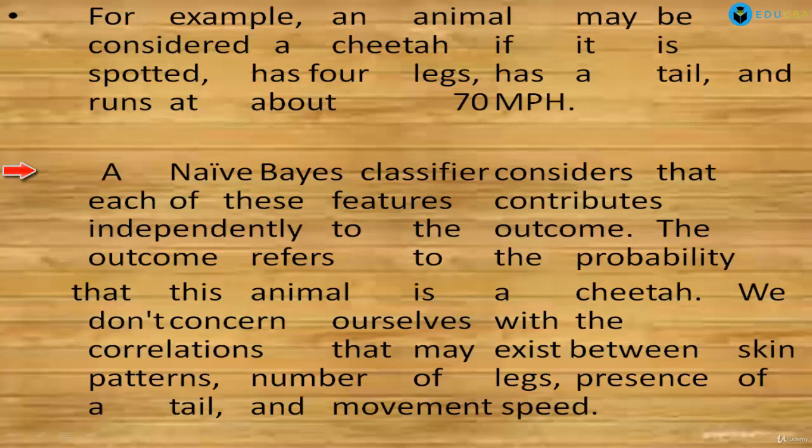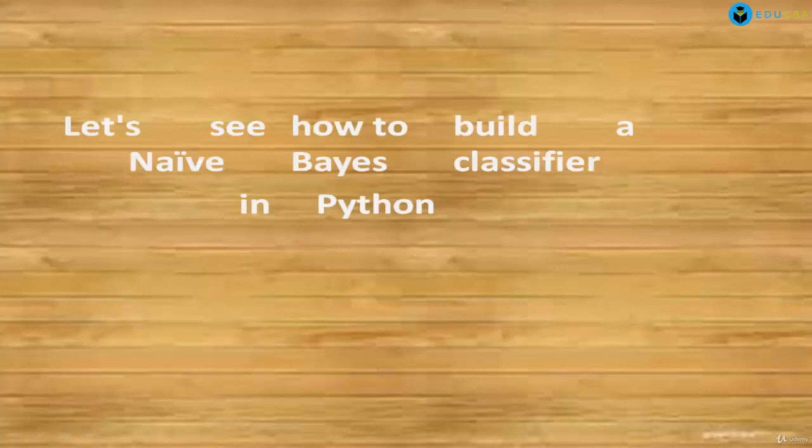We don't concern ourselves with the correlation that may exist between skin patterns, number of legs, presence of a tail, and movement speed. Now we are not seeing the relation between those features, and we are seeing only that particular feature, and we are assuming that it is a cheetah, and we are giving the probability that this animal is a cheetah, and that's why this classifier is being used here. Okay, so that was your naive Bayes classifier.